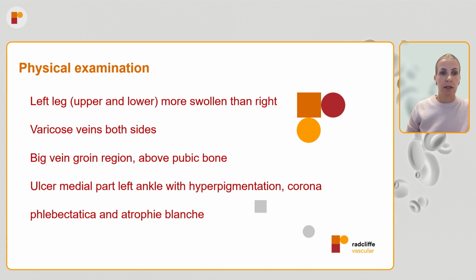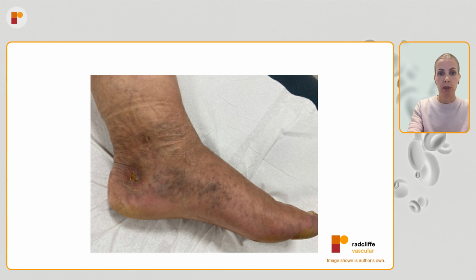When I looked at her legs, I found that specifically her left leg was more swollen than the right leg, both the upper and lower leg. She has a lot of varicose veins on both sides, and there is a big vein in the groin region above the pubic bone. She has an ulcer on the medial part of her left ankle with hyperpigmentation, corona phlebectatica, and atrophie blanche. You can see her foot in this picture.